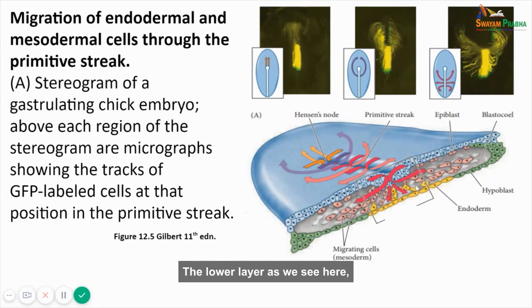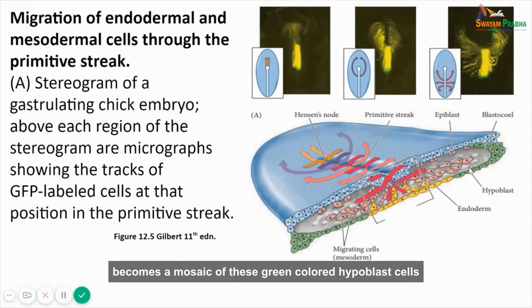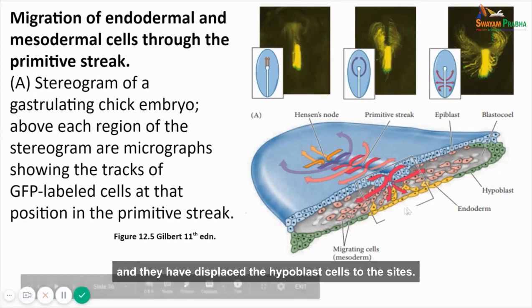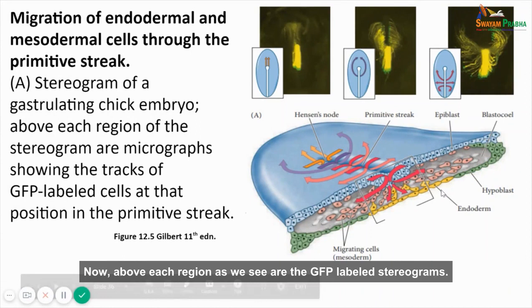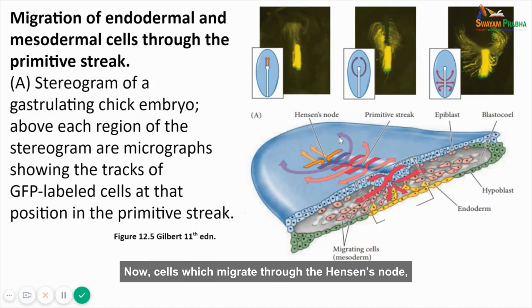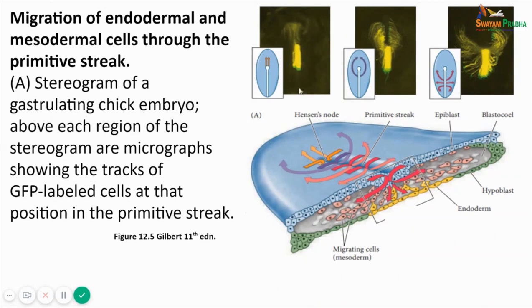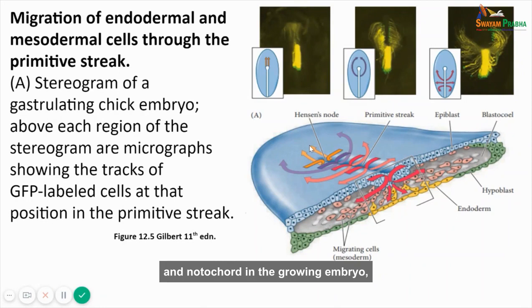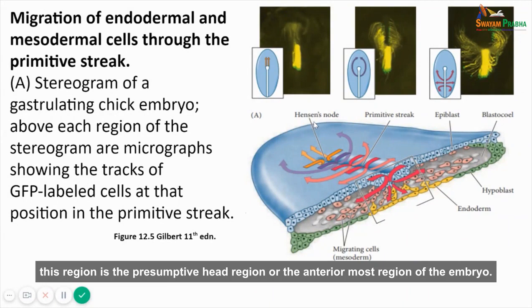The lower layer, as we see here, becomes a mosaic of these green colored hypoblast cells and the yellow colored endoblast cells. The endoblast cells have migrated through the primitive streak and they have displaced the hypoblast cells to the sides. Now, above each region, as we see, are the GFP labeled stereograms. Cells which migrate through the Hansen's node, the yellow colored cells here, will become the precaudal plate and notochord in the growing embryo. This region is the presumptive head region, or the anterior-most region of the embryo.